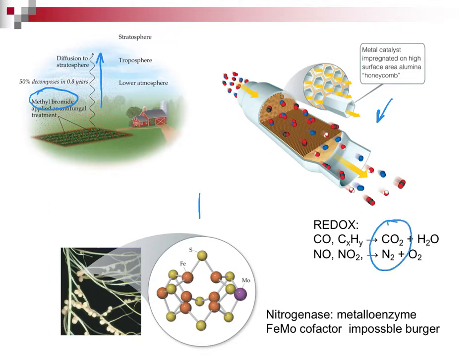Finally, on the bottom, we have the big one, nitrogenase. Nitrogenase is a metalloenzyme that's found on the roots of different plants. And again, when we talk about enzymes, we're talking about the end of the chapter. But its cofactor is part of the impossible burger.